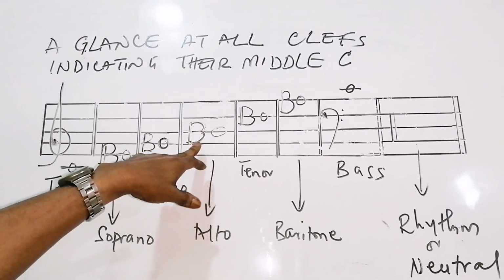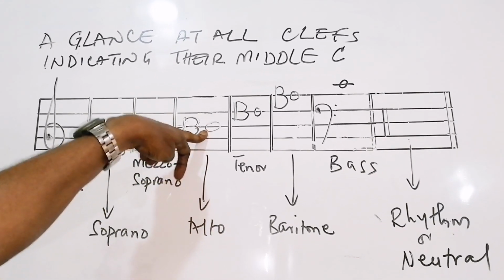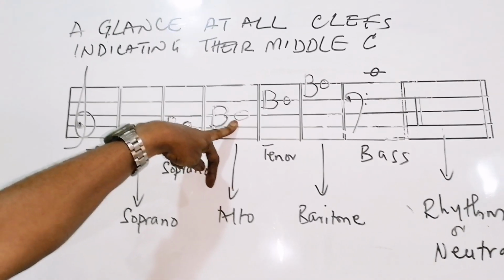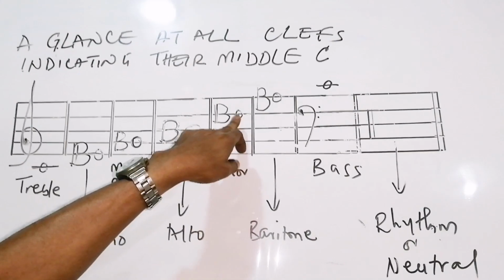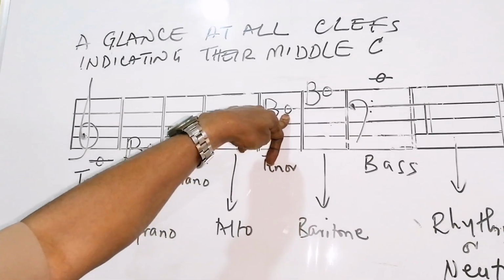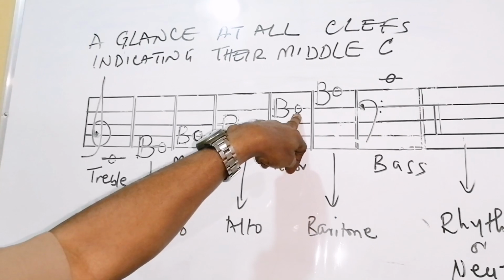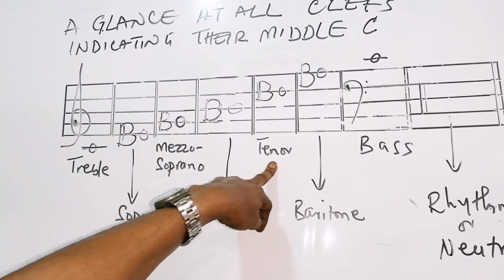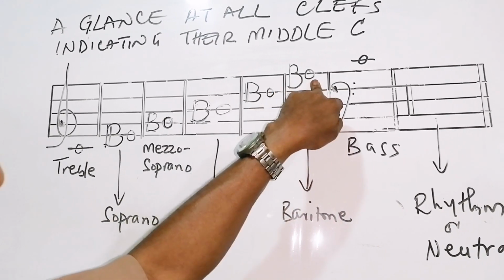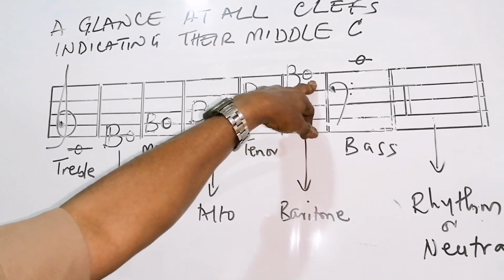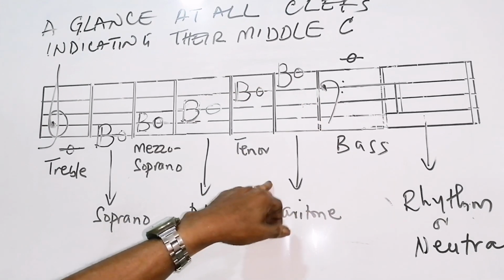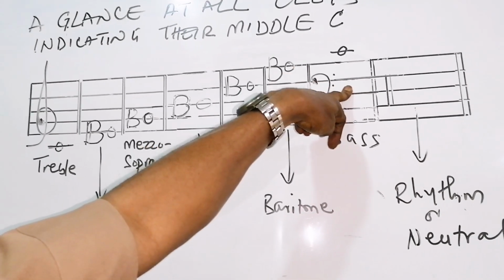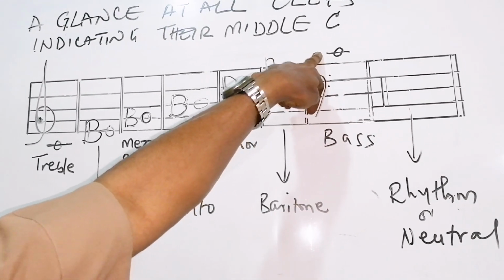If this movable clef is placed on the third line, it is called the alto clef. If this movable C is placed on the fourth line, which is also the middle C for it, it is called the tenor clef. If this movable clef is placed on the fifth line, it is called the baritone clef. And the next one is the bass clef with the middle C here.